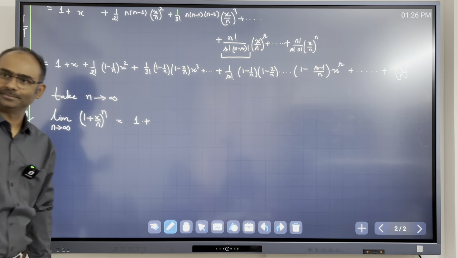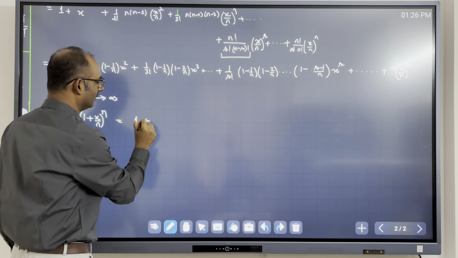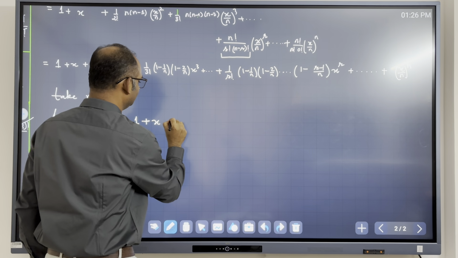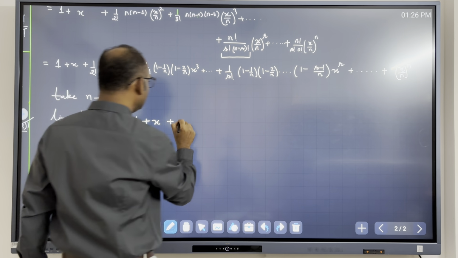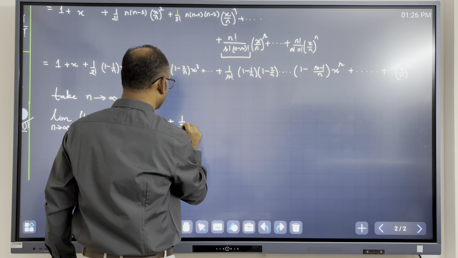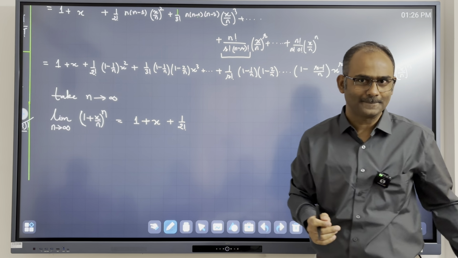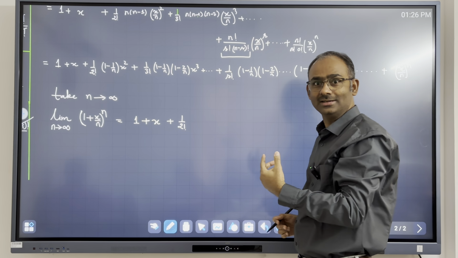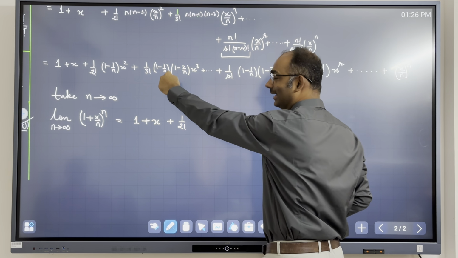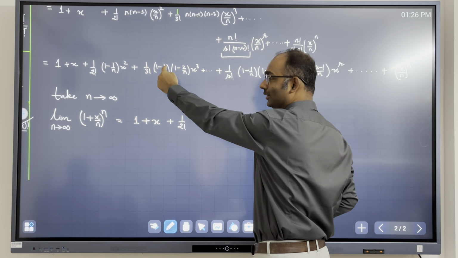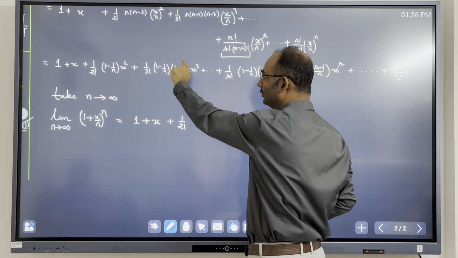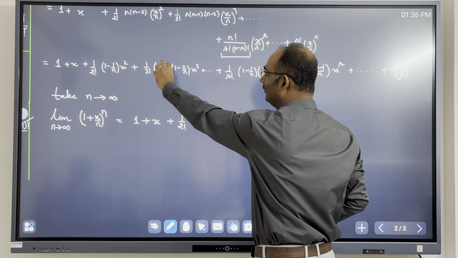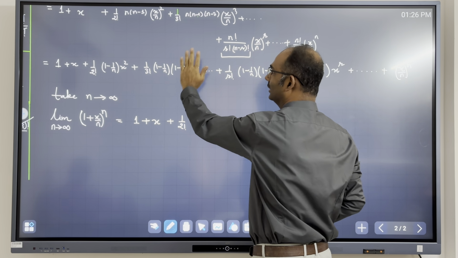Second term, third term, 1 over 2 factorial. You know how to use limits, right? What happens to this as n goes to infinity? It is 1, because 1 over n becomes 0. 1 minus 0 is 1, so that's 1. What happens to this? Same, 1, because 2 over n goes to 0. So 1 from here, 1 from here. So 1 into 1 is 1, x cube.